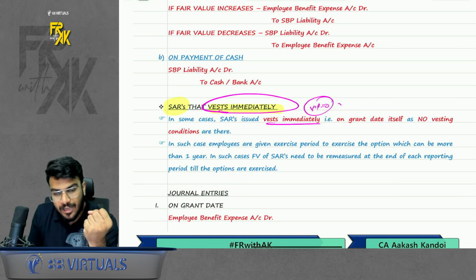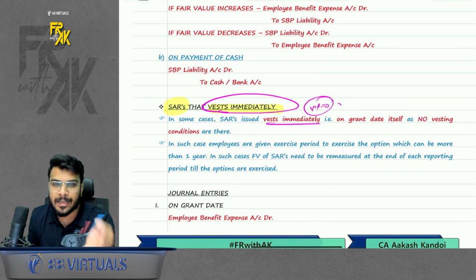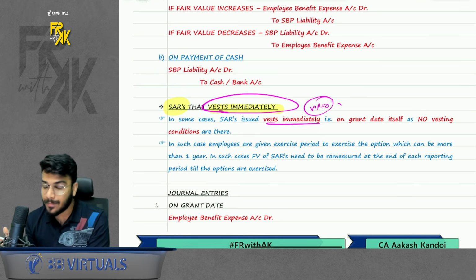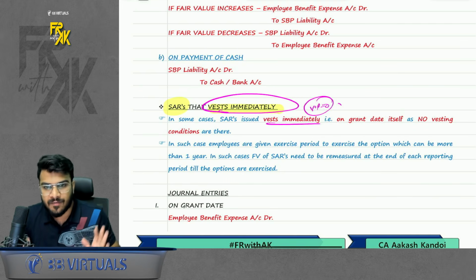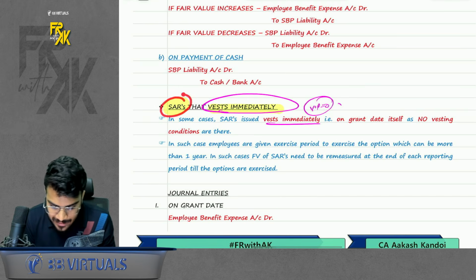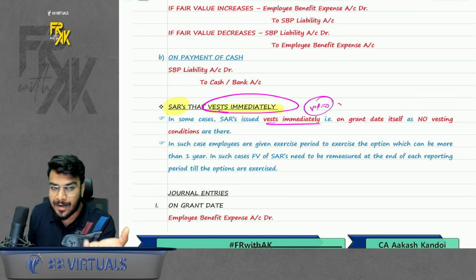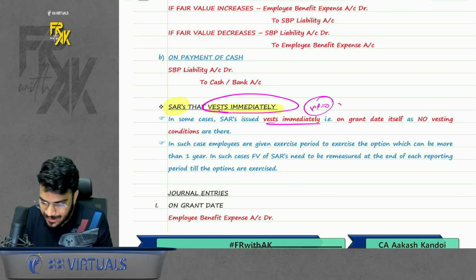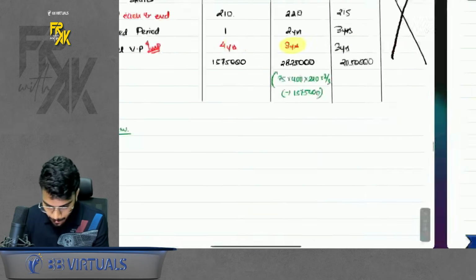So now when you become eligible immediately, the company has to book the expense on grant date only. Normally we never book the expense on grant date. This is the only case where, because the shares are vested immediately, full expense will be booked on grant date. And if these are SARs, meaning cash settled, in cash settled we never consider the fair value on grant date. We take the fair value on year end. But because they are vesting immediately, you will take the fair value on grant date only. Do remember that part.